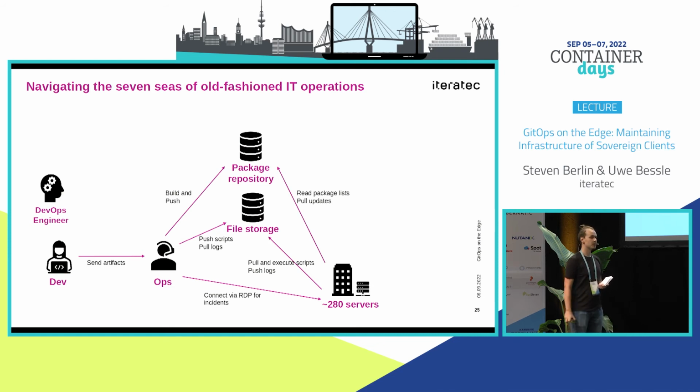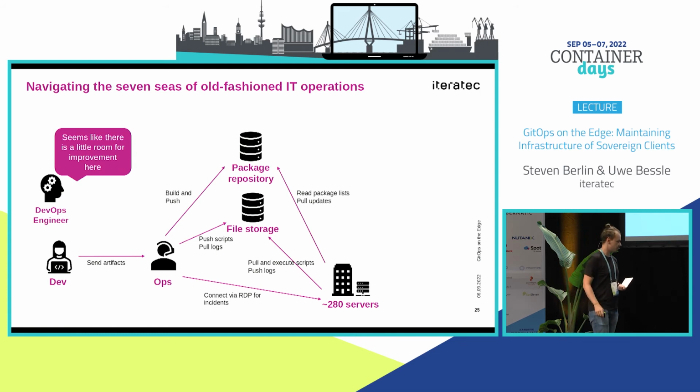We have a file storage where manual scripts are hosted, and those scripts get pulled from these servers. So we have some kind of GitOps already in place because you have a storage here in place, which is at the moment not Git, but something different. And we have an agent running, which is basically a cron job that asks for updates and executes the scripts that are part of the file storage. So can that be replaced by something that is more modern? Of course it can.